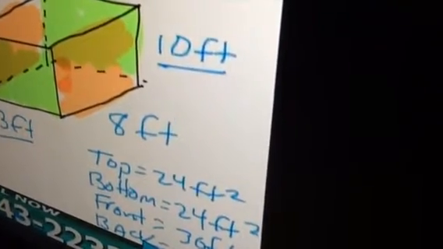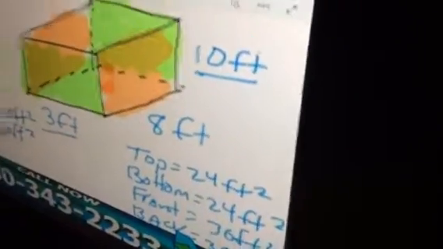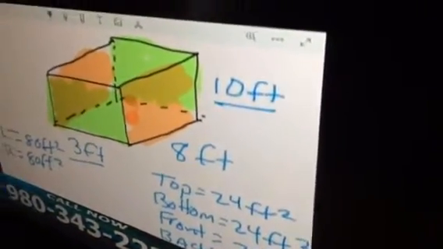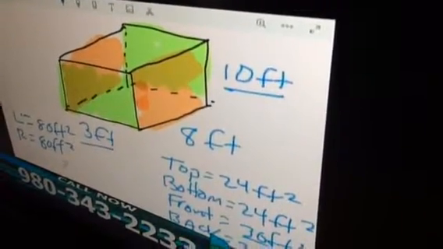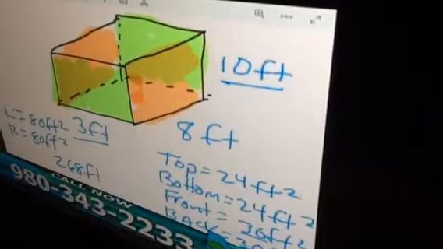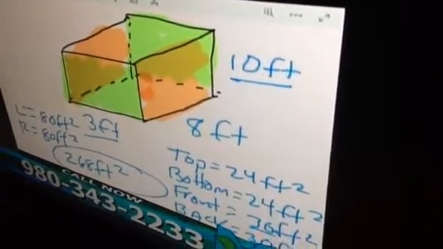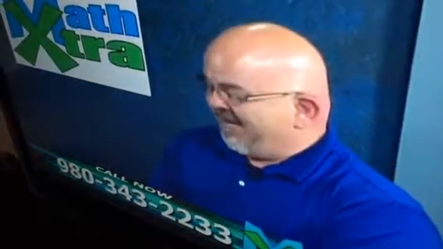And what do we have to do to finish this all up, buddy? We have to add all of the... Yeah. So what do we got here? We got 60 and 160, so that's 220. 220 and 48 gives me 268 feet squared, right? Yeah. And that's what you get for the surface area. Excellent job. Thank you for calling in, buddy.